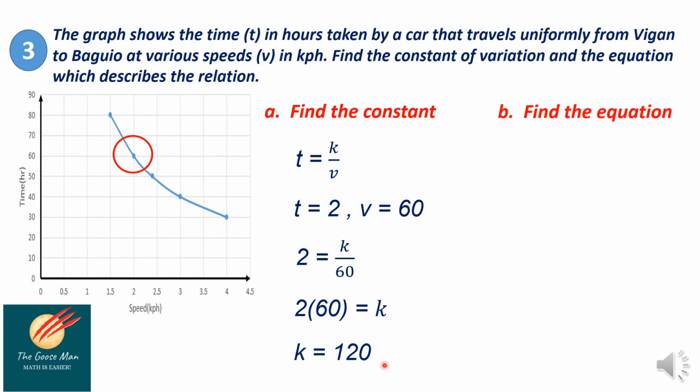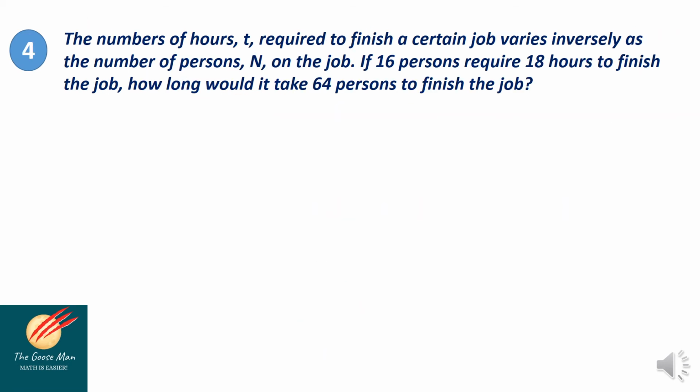Next, let's find the equation. In order to find the equation, we will go back to the equation a while ago, t is equal to k all over b. Then substitute that k is equal to 120. So therefore, t is equal to 120 all over b. So this is the equation that will describe the given relation. So let's consider problem number 4.